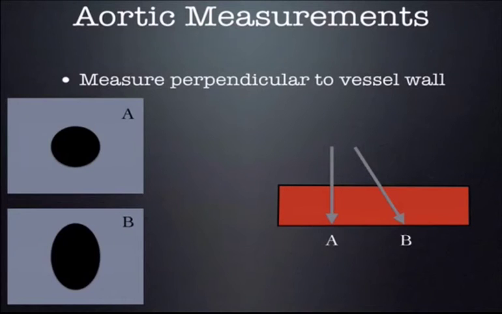Also, make sure that your scan surface is perpendicular to the vessel wall. If you look at image A and you're perpendicular to that vessel wall, it gives a nice circle appearance. Whereas if the probe is fanned slightly towards the head or slightly towards the feet, it's going to give an egg-shaped appearance, as you can see in the B example. That is going to actually produce a falsely enlarged aorta.